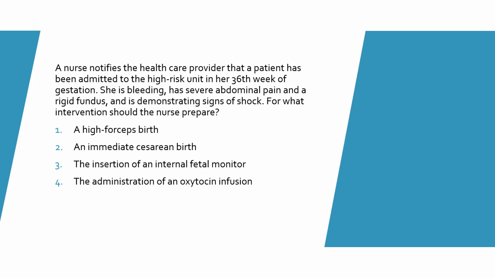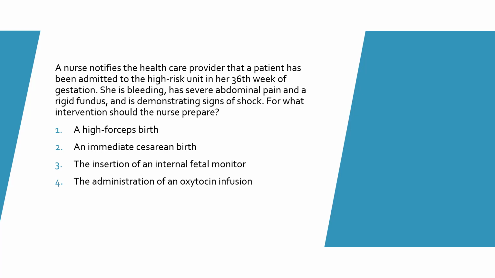Number 1. A high forceps birth. This procedure is not appropriate. It could further complicate this situation by tearing the cervix. Number 2. An immediate cesarean birth. Delivering the fetus is a priority before it loses oxygen and the mother goes into hypovolemic shock. This looks like our answer, but let's check all of them to make sure it is the priority.